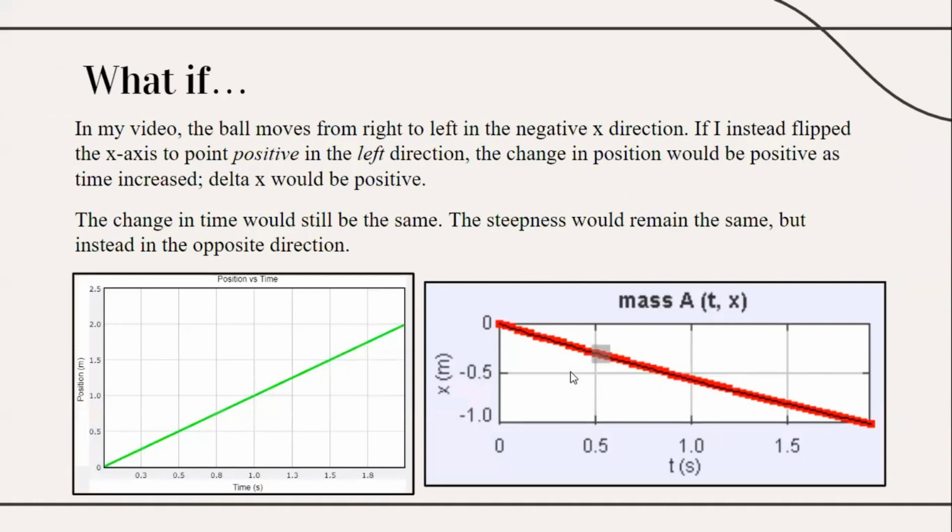So what if the ball instead continued to move in the left direction, but that was the positive? Essentially, the slopes would stay the same, but would change sign. They would flip, and we can see this on the left versus the right. The delta t would still be the same, but that difference would account for that.